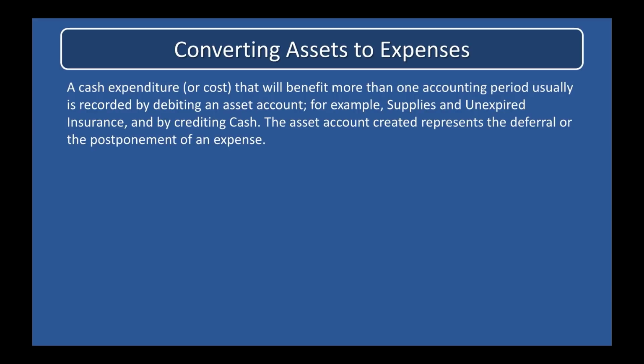In each future period that benefits from the use of this asset, an adjusting entry is made to allocate a portion of the asset's cost from the balance sheet to the income statement as an expense. This adjusting entry is recorded by debiting the appropriate expense account, for example, supplies expense or insurance expense, and crediting the related asset account, for example, supplies or unexpired insurance.